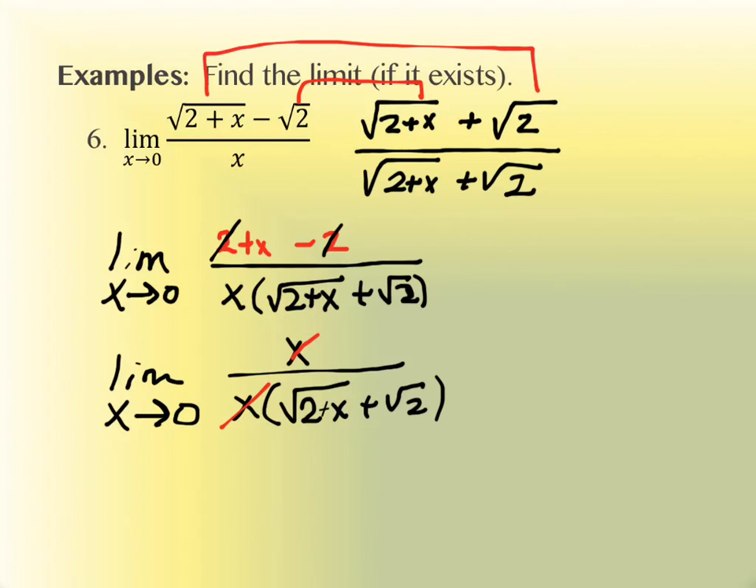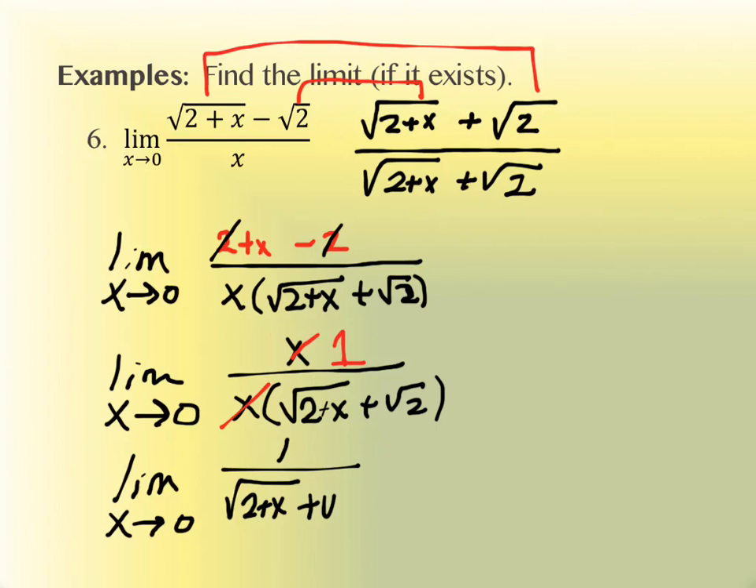So now I have that desired x on top that will reduce with the x in the denominator. What does the top become? 1. Don't forget that. It doesn't just eliminate a numerator of an expression. I do still have something there. It's the number 1. So now I have the limit as x approaches 0 of 1 over the square root of 2 plus x plus the square root of 2.